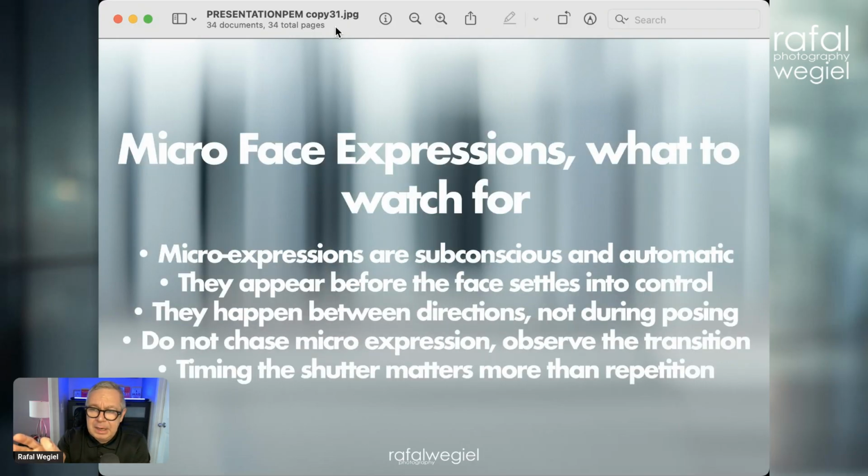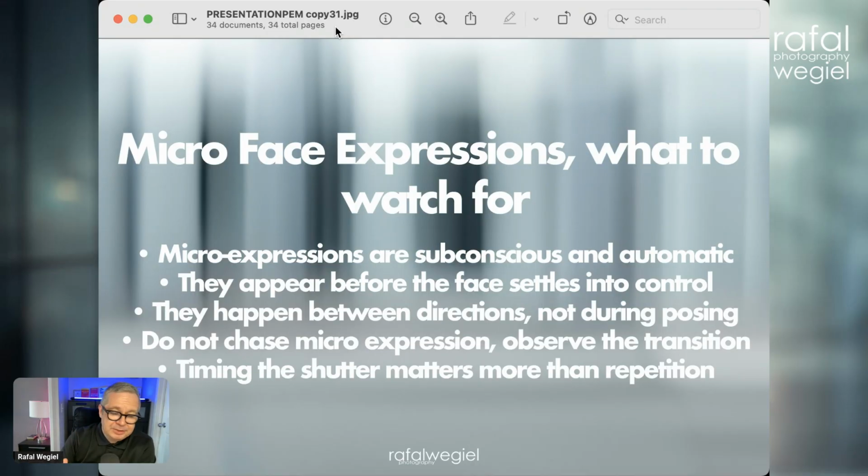When it comes to microexpressions, what to watch for kind of applies to the face expression as well. Microexpressions are subconscious. I know I'm repeating myself right now, but I'm trying to summarize. They appear before the face settles into control. As I said, they are between the main face expressions. That's where the microexpressions appear.